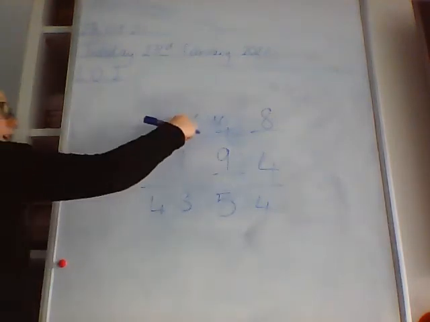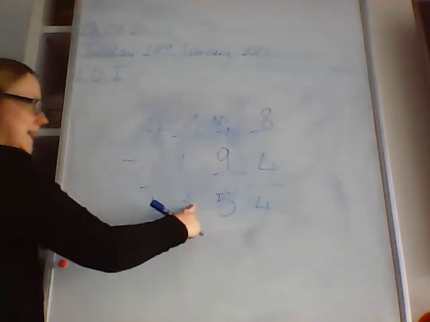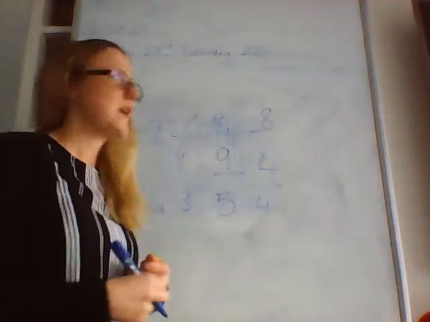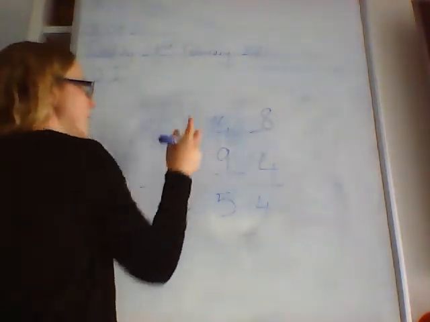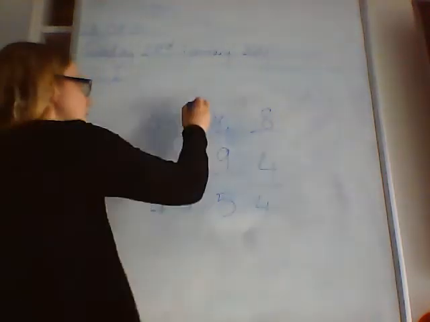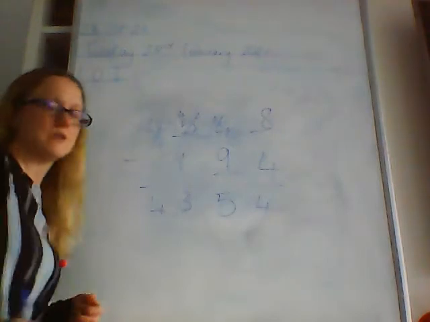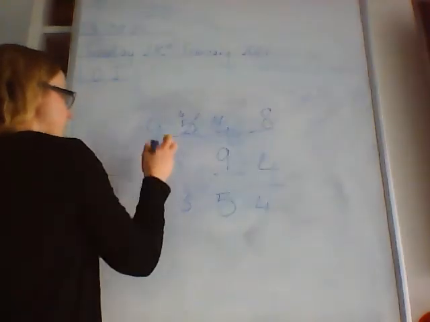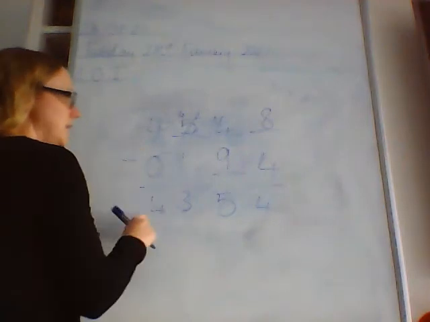Then I'm going to say what subtract 1 equals 3. Well, we know that 4 subtract 1 equals 3, but remember we have borrowed. So this originally would have been 5. We've cancelled that out to make it 4. 4 subtract 1 equals 3, and 4 subtract 0 equals 4.